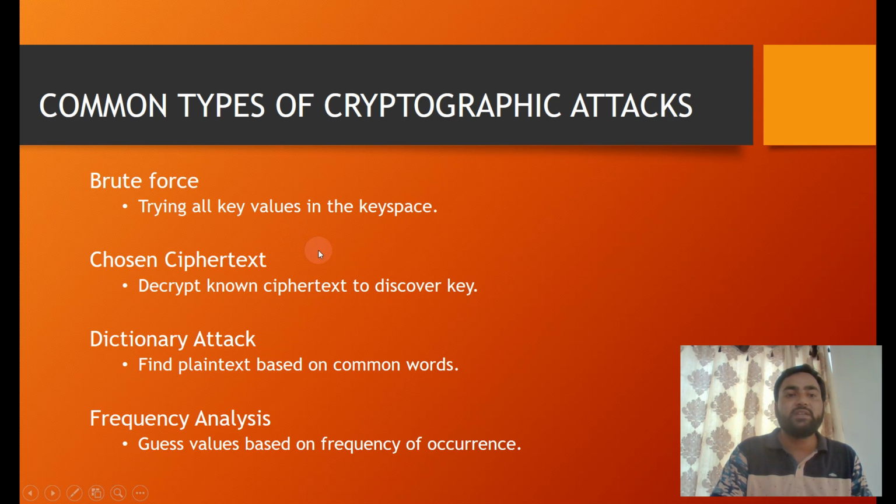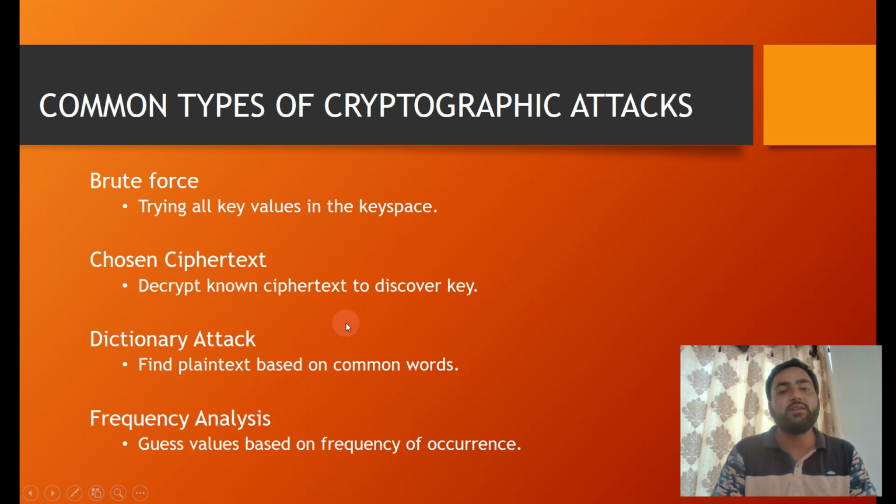Another is chosen ciphertext, that is the decryption of the ciphertext to discover the key. That means the attacker tries to decrypt the ciphertext using various keys. That means a hit and trial method is used, and if some particular key works on the message to obtain the actual message, then that key is known to the attacker, and he or she can use that key whenever the communication arises from that particular user.